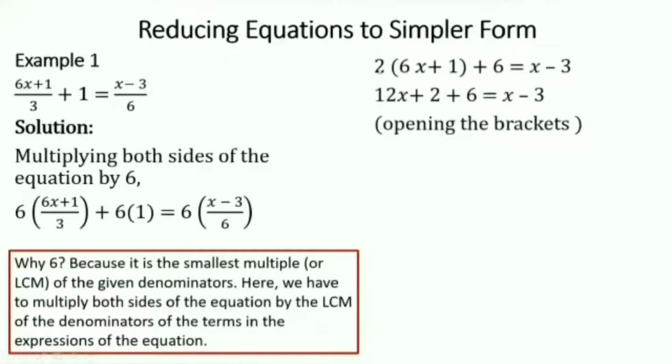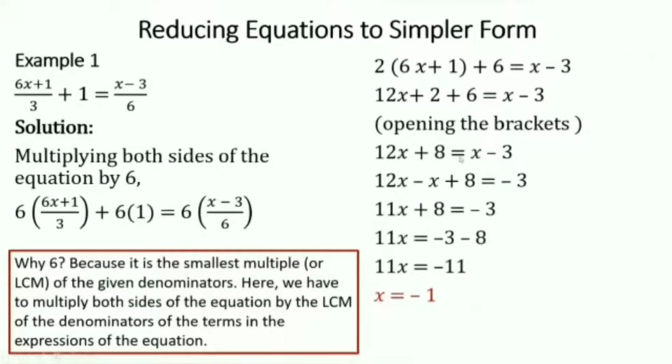So here we have 2 into (6x plus 1) plus 6 is equal to x minus 3. Here you can see 3 2s are 6, so here it will be 2. 6 1s are 6, so it is 6 over here, and this 6 1s are 6, both 6 are cancelled. So here we have x minus 3. Further simplifying, we'll get 12x plus 8 is equal to x minus 3. Now transposing x to the left hand side, we'll get 12x minus x plus 8 is equal to minus 3.